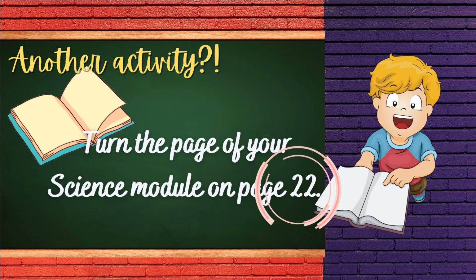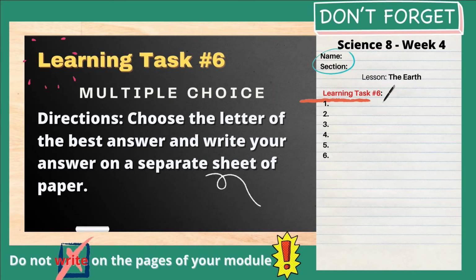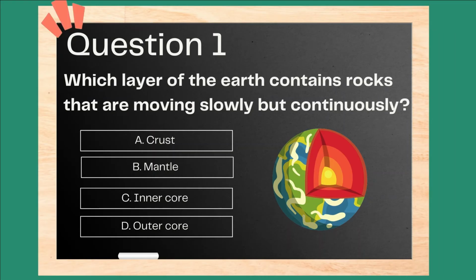Here is your last activity found on page 22. Finally, your last activity, learning task number 6. Choose the letter of the best answer and write your answer on a separate sheet of paper. Question number 1. Which layer of the earth contains rocks that are moving slowly but continuously? A. Crust, B. Mantle, C. Inner core, or D. Outer core?